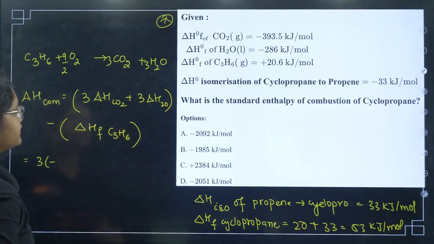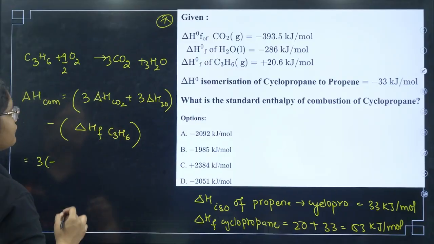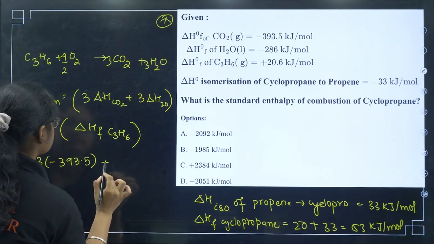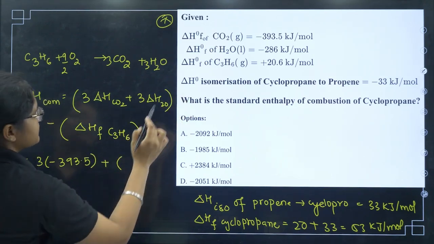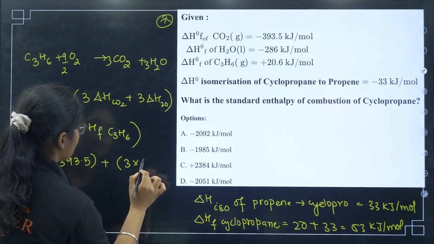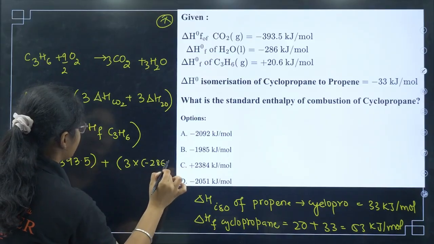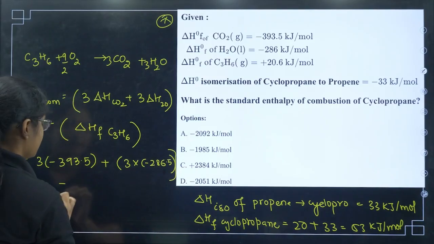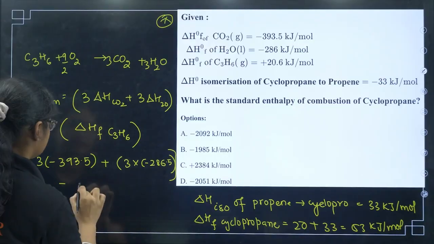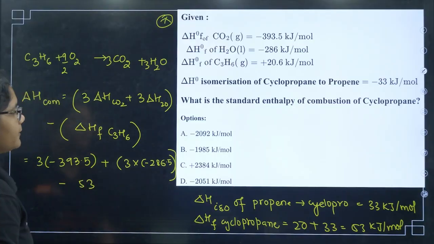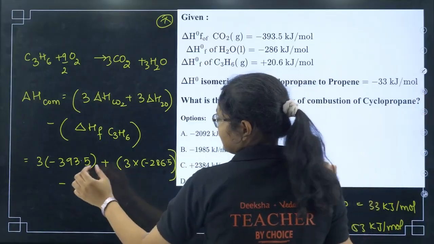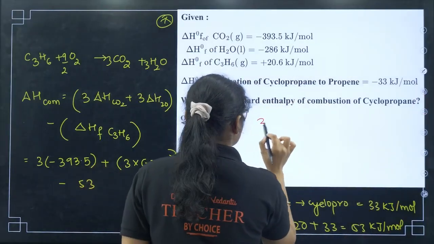Now if I just solve this, so 3 into enthalpy of this is 393.5, okay, plus I have H2O is 3 into minus 286.5, okay. Next minus, what is this value? 53 kilojoule per mole, okay. Next we have this one, that is 393.5 into 3.